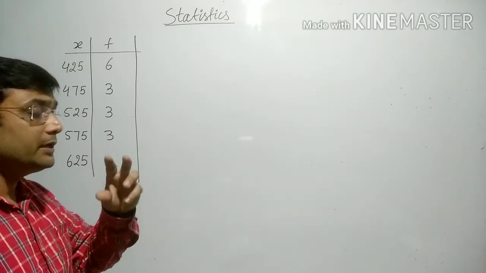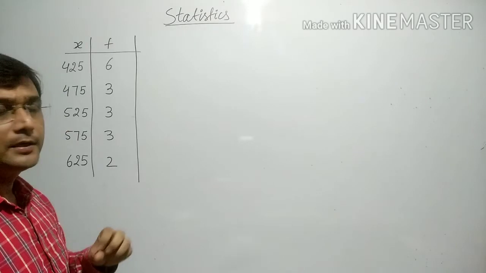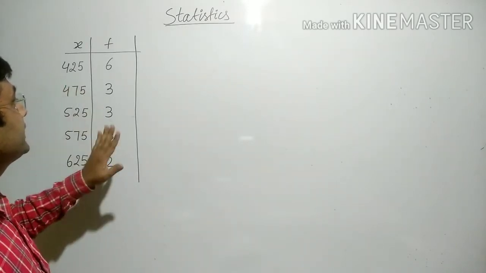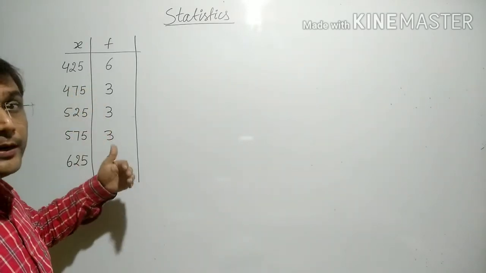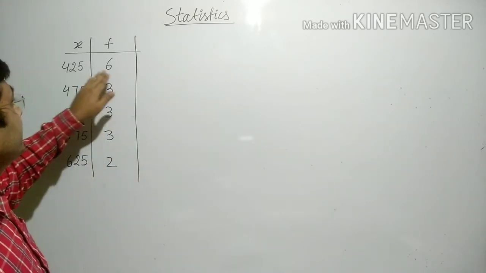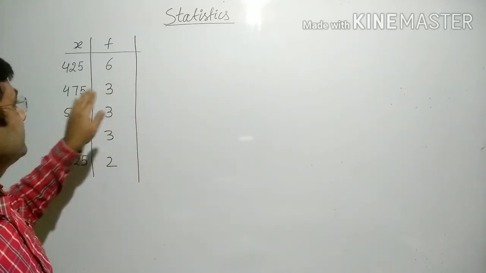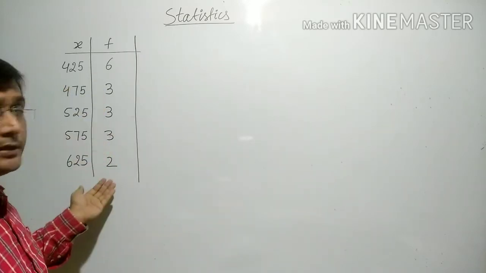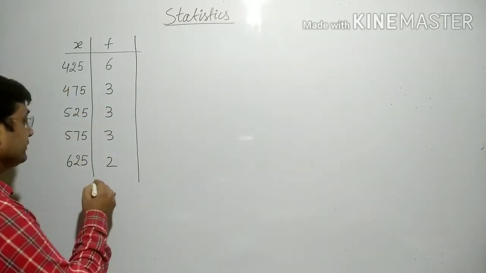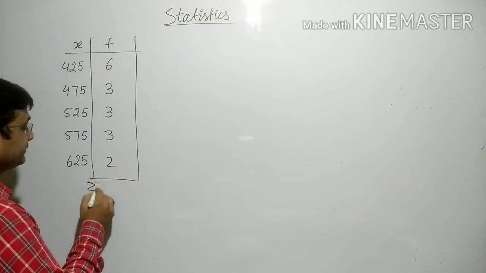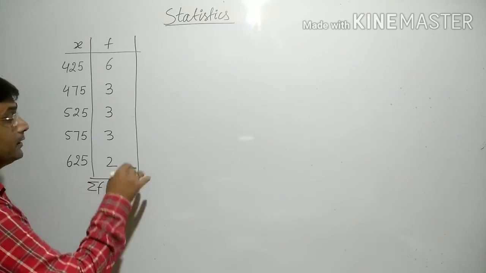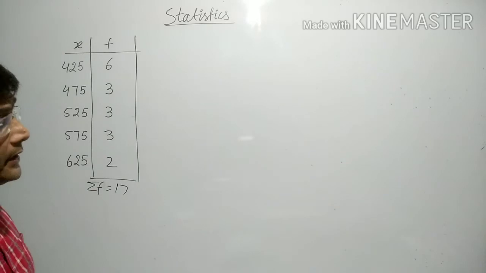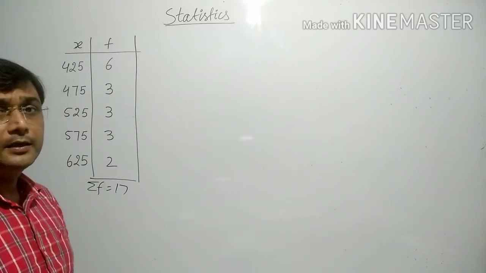So if we implement the direct method on this data, then we have to make an effort. We will multiply both, multiply everyone, then add, then divide by this sigma f. You can remember that sigma f was 17. So we will divide by 17 and then we can get the mean. There is no problem, we can find it.